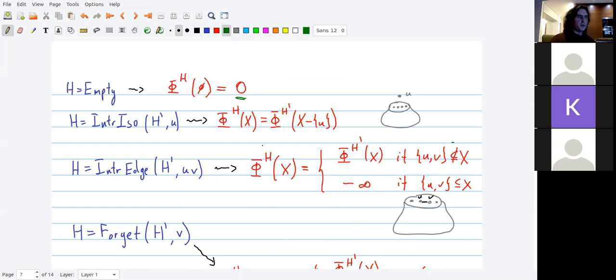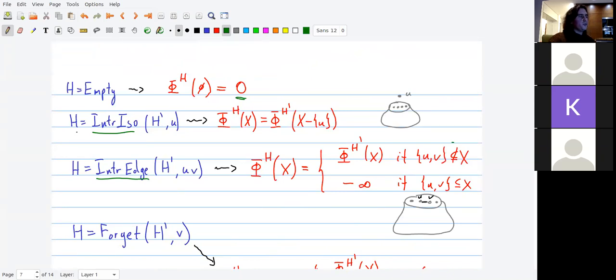So then what happens when I introduce a new vertex? Let's say that I will introduce isolated vertices, and then I will introduce edges one by one.